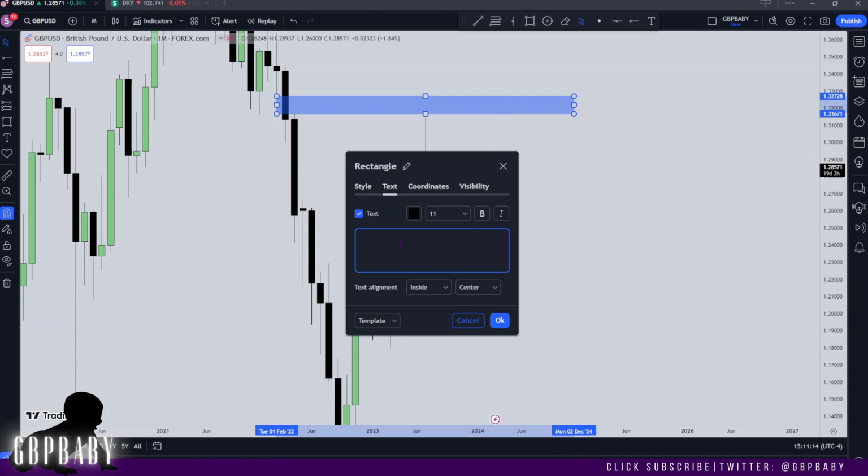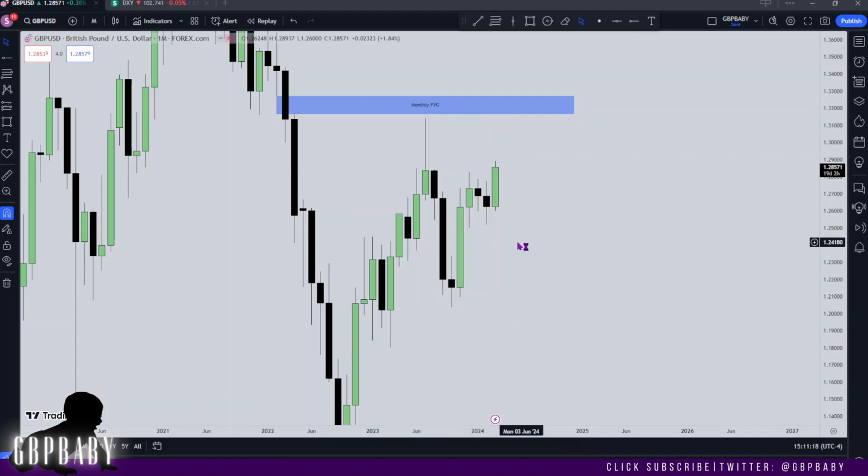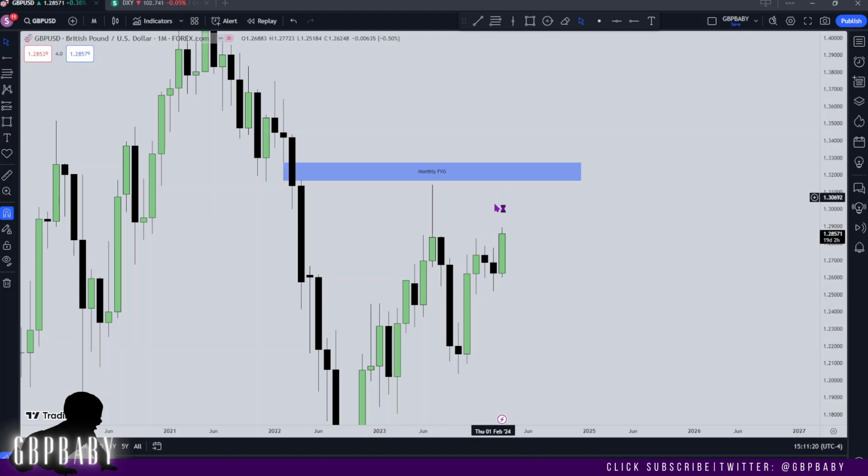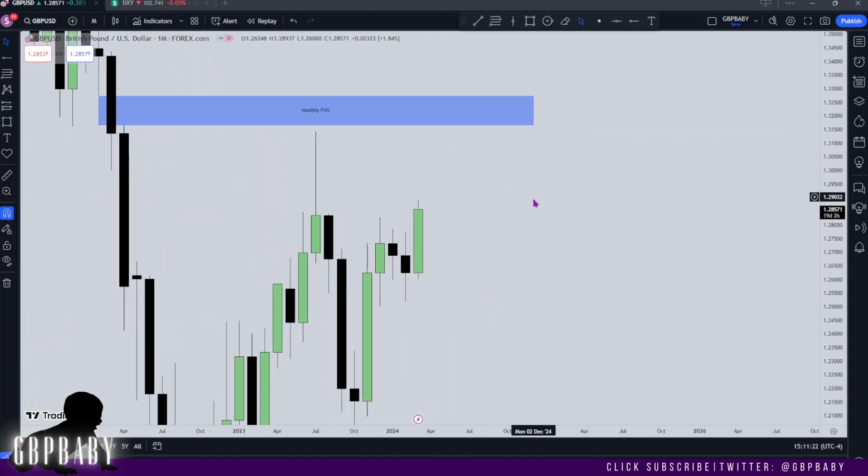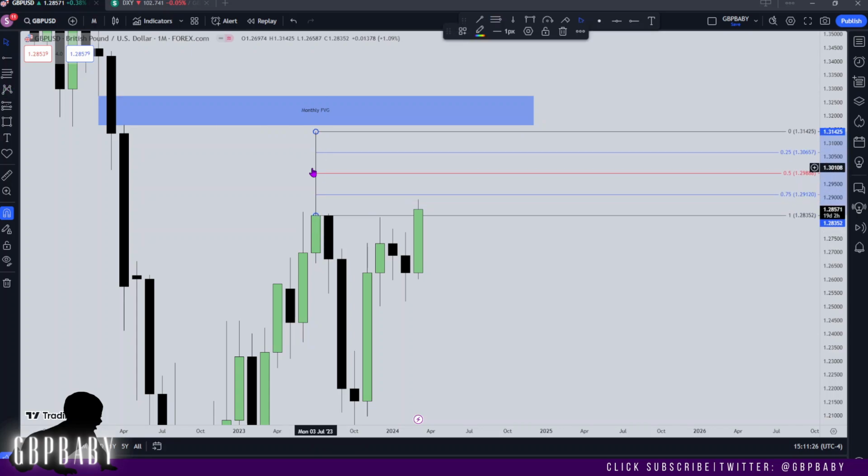As in, once price reaches into here, we can think about shorts. But that's definitely my draw on liquidity, so we can put monthly fair value gap, because I do believe price is going to seek to fill that monthly fair value gap. Another thing I want to bring our attention to is this long wick, and yep, you got it right. I'm definitely going to mark out the midpoint, because price is going to see this as a reference point as well. So let's get that drawn out.